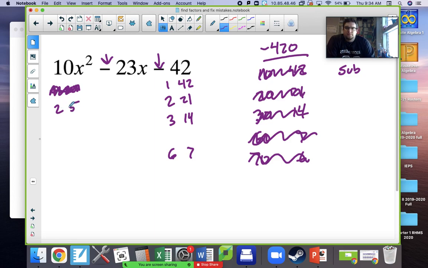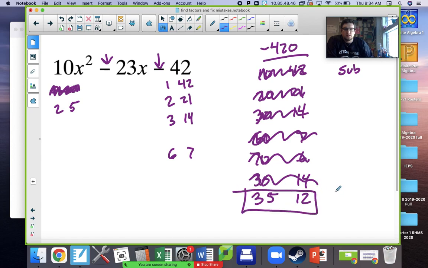2 and 5. Again, I'm trying to think of ways that I can get a number bigger than 30, but it's not abnormally large. So I'm going to pick the 5. 5 times 6 gives me 30. 2 times 7 gives me 14. It's not bad, we're getting there. So maybe 5 times 7, 35. 2 times 6 is 12. And there's our two numbers. 1, 2, 3, 4, 5, 6, 7 tries instead of 12.